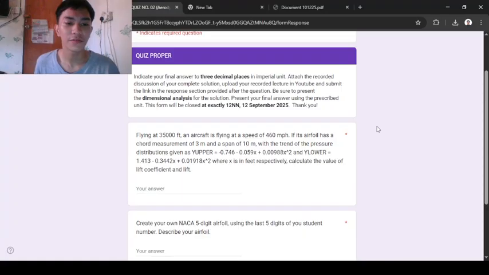Let's read the question. Flying at 35,000 feet, an aircraft is flying at a speed of 460 miles per hour. If its airfoil has a chord measurement of 3 meters and a span of 10 meters with a trend of the pressure distributions given as y upper equals negative 0.746 minus 0.059x plus 0.00988x squared and y lower equals 1.413 minus 0.3442x plus 0.01918x squared, where x is in feet respectively. Calculate the value of lift coefficient and lift.